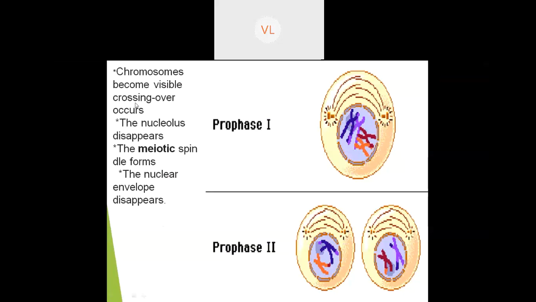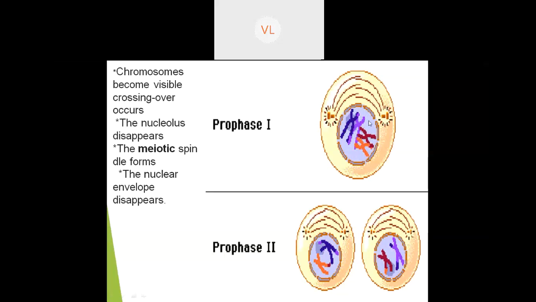And what happens? Crossing over occurs. Crossing over means one chromosome will be attached with another chromosome. For example, you see this dark blue chromosome is attached with this purple chromosome. They are different chromosomes, but they are attached to each other. This means crossing over. And in this case also, this orange chromosome is attached with this red chromosome. So this means crossing over.